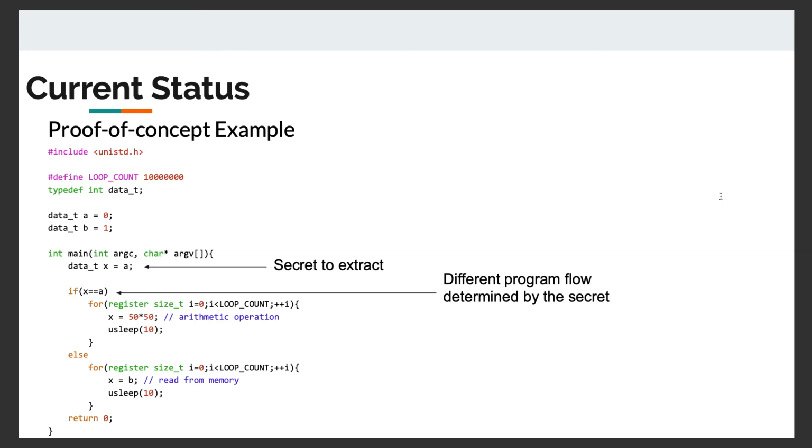And we've actually written a simple proof of concept example. Here this X is the secret we're trying to extract, and the program will run two different loops based on this secret. By observing the frequency of the EM wave, we can determine which path the program has taken.